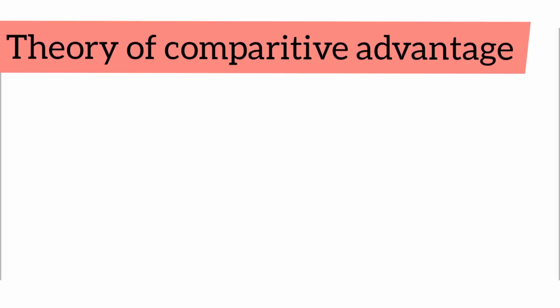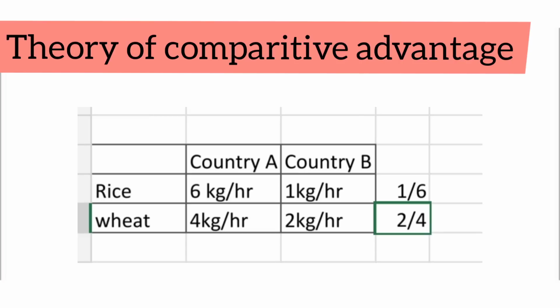So here, I'll give you an example. If country A is able to produce 6 kgs of rice in an hour, country B is able to produce 1 kg of rice in an hour.